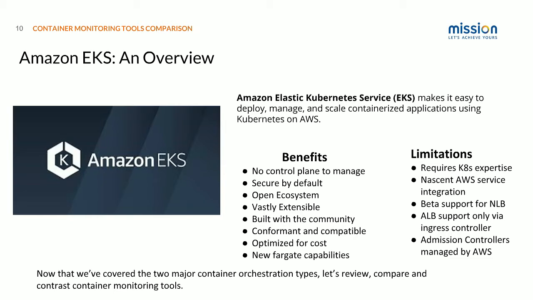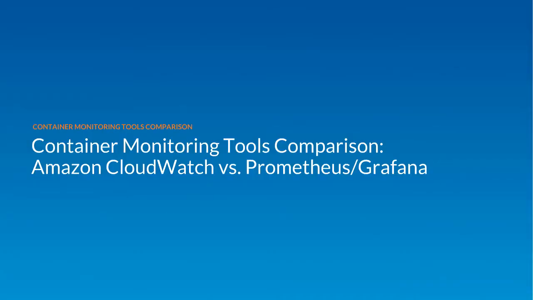So that's kind of the overview of the two major options if you want to run your containers on AWS. And then we're going to talk now about how to monitor those containers and compare Amazon CloudWatch, which is the native tool, and Prometheus Grafana, which is kind of the open source community standard around Kubernetes. Jake, I'll let you talk about CloudWatch. Great. Thanks, Luke.